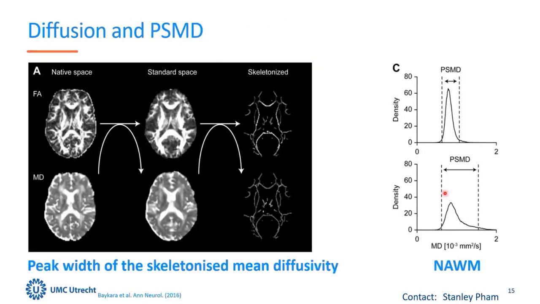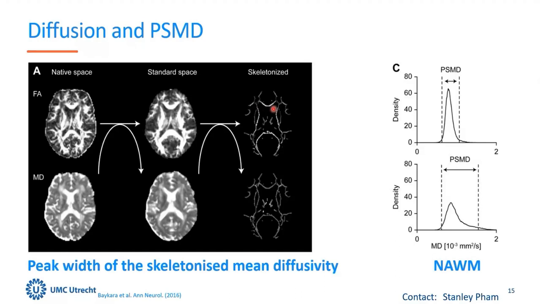So with diffusion weighted imaging, we are looking at the white matter microstructure, which is known to be also impaired in small vessel disease. And one of the novel markers that has been established a couple of years ago, actually, is called PSMD, which actually takes a look at the mean diffusivity values, which are computed from the DTI scans. And then the mean diffusivity values are then projected on a white matter tract skeleton, as shown here.